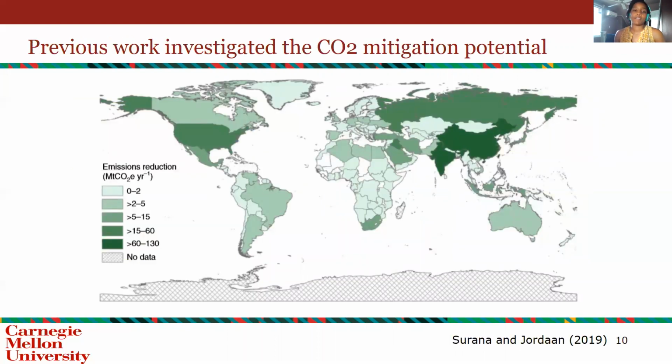Previous work by Dr. Sorana and Dr. Jordan focused on investigating the CO2 mitigation potential for increasing efficiency of electric transmission and distribution systems. And we can see that the largest potential, or the darkest green squares, are highlighted in China, India, US, and North Asia. So one of the things that we have decided to build on here is looking at the range of pollutants that are associated with electrical transmission and distribution systems.